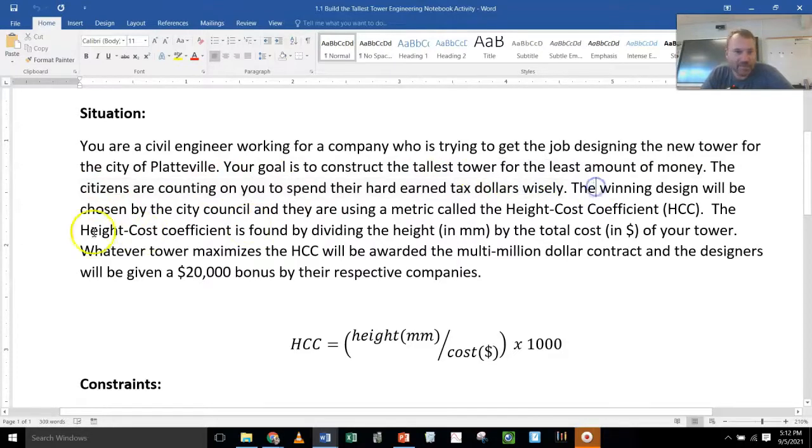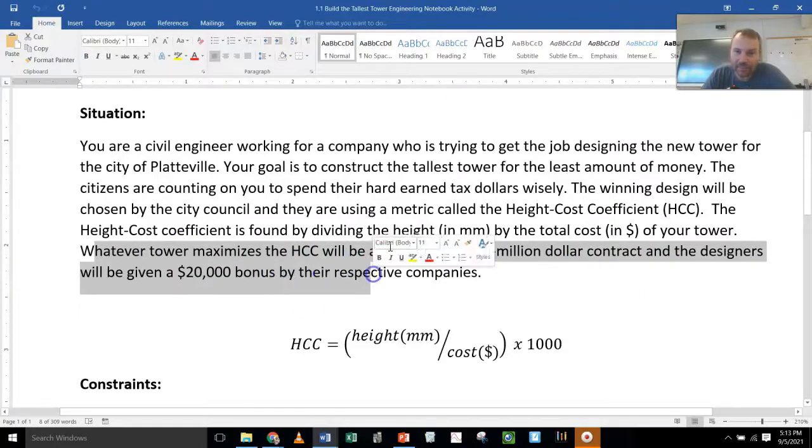The winning design will be chosen by the city council, and they're using a metric called the height cost coefficient, or HCC for short. The height cost coefficient is found by dividing the height in millimeters by the total cost in dollars of your tower. And then you're going to multiply it by a constant of 1,000 to just make it a number that we can easily look at. Whatever tower maximizes the HCC will be awarded the multi-million-dollar contract, and the designers will be given a $20,000 bonus by their respective companies.